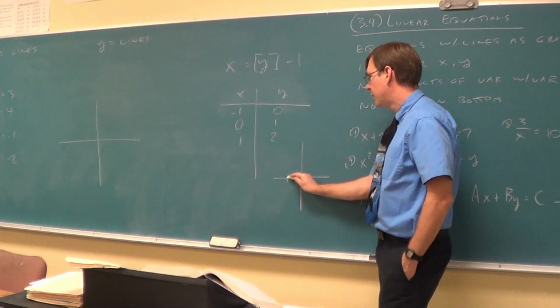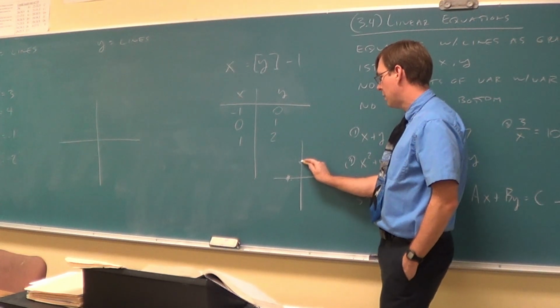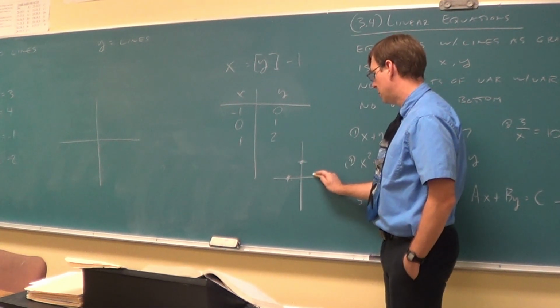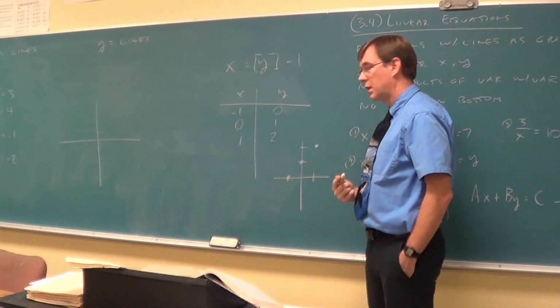So where anybody is negative 1, 0? Left a square, 0, 1. Up a square, 1, 2. Right 1 up 2. So we've got something like that.